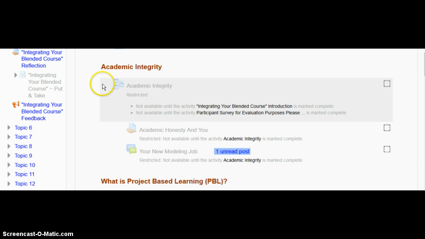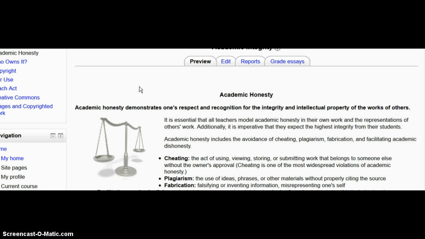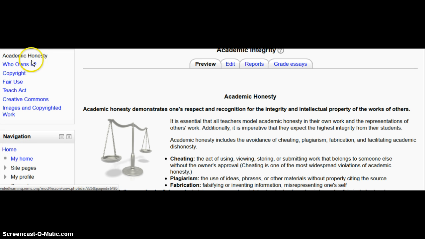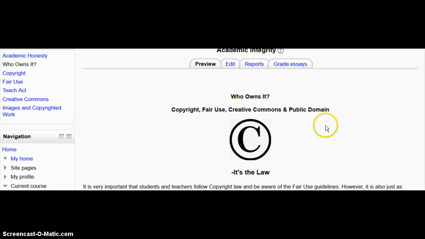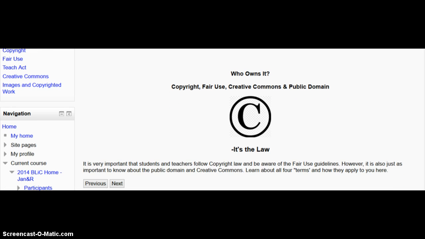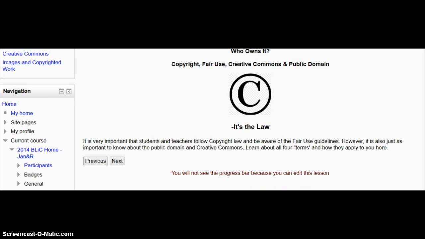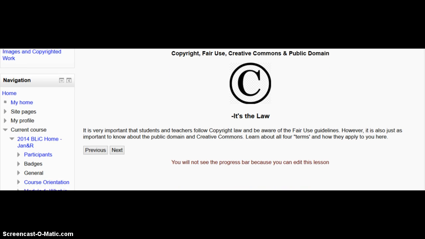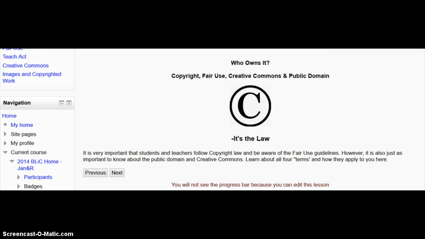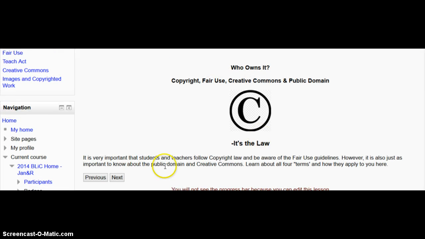The first section in this module deals with academic integrity. You can see that there is a lesson beginning the study. The lesson is going to cover academic honesty, who owns, so copyright, fair use, Teach Act, Creative Commons, and then images and copyrighted work. This is an area that I find many teachers do not necessarily model for your students, and it's very important, especially with the online environment, to make sure that we are doing this.